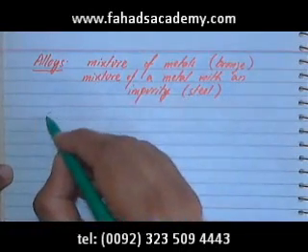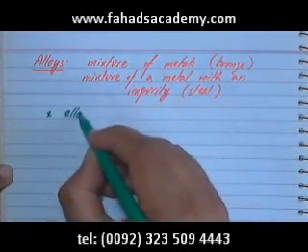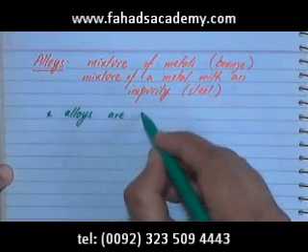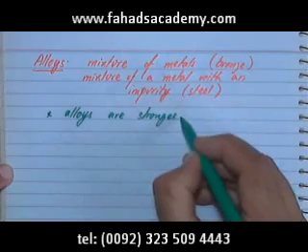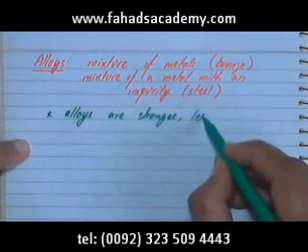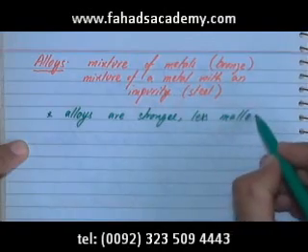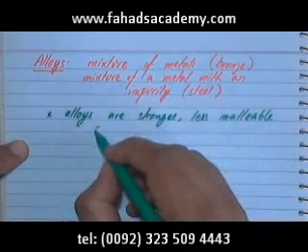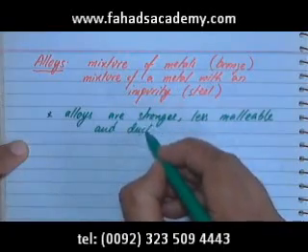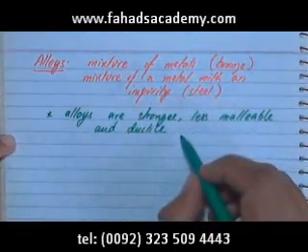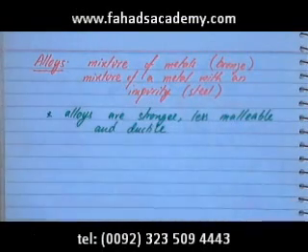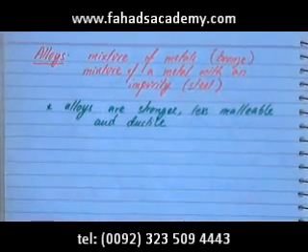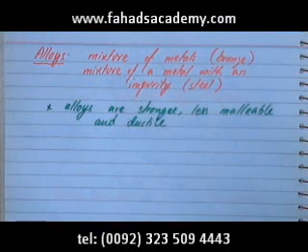The property of alloys is that they are stronger and less malleable and ductile compared to metals. Pure metals are soft. For example, jewelry is not made from pure gold. Impurities are added to pure gold to make it stronger and less malleable and ductile. Similarly, cars are not made from pure iron. They are made from steel. Steel is a stronger substance. So alloys have this property that they are stronger.